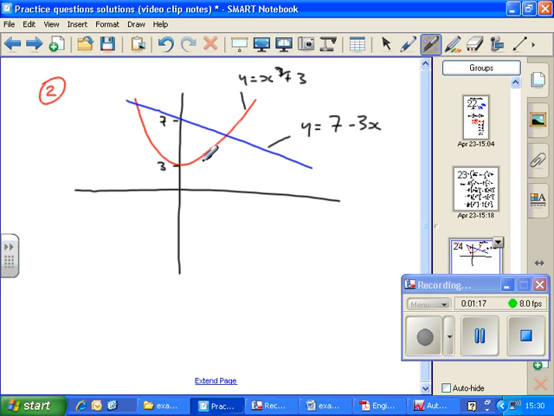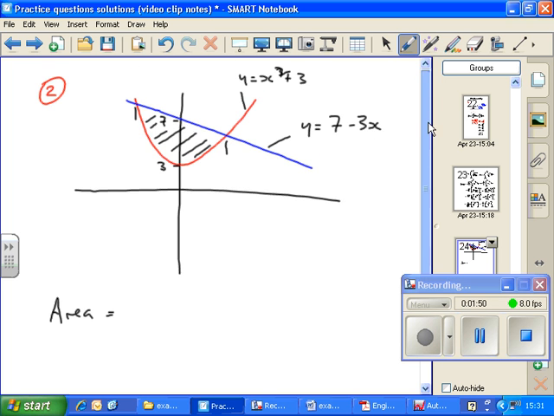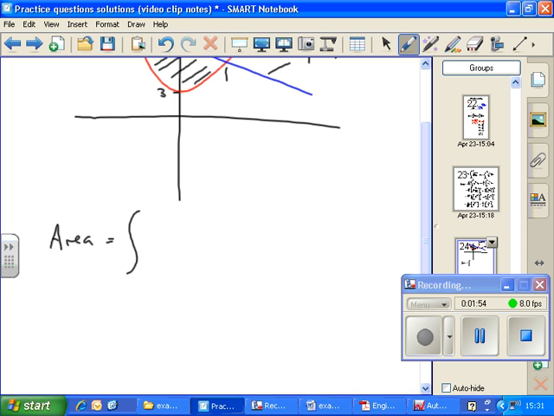We need to sketch it because we can now see that to find the area between the curves, we need to find the area underneath the blue line and then subtract the area underneath the curve, and we'll get the area between the curves. And we also see that we're going to need this point and this point to give us our limits. One's going to be positive and one's going to be negative. So to find the area, that's going to equal the integral of 7 minus 3x minus the integral of x squared plus 3.